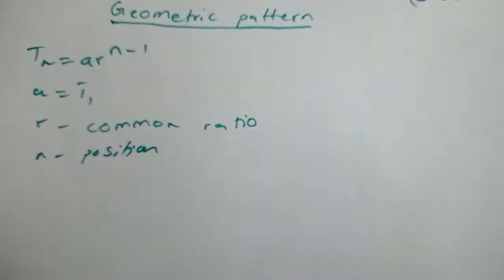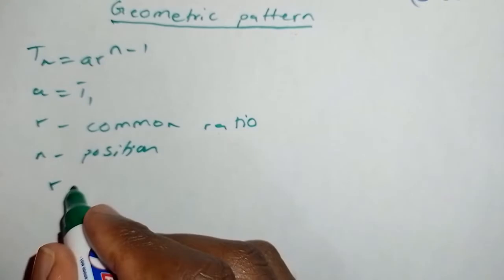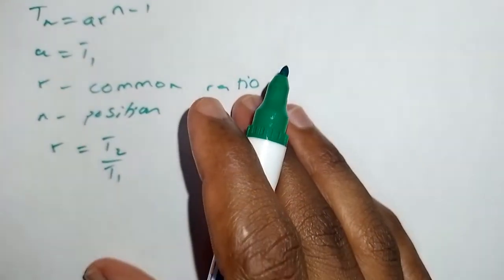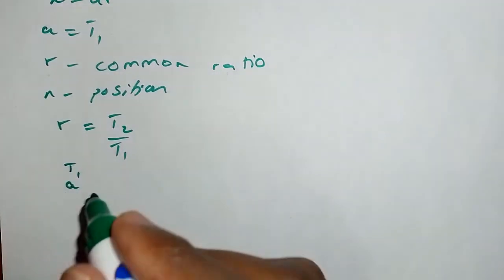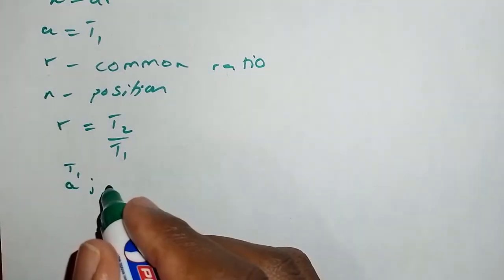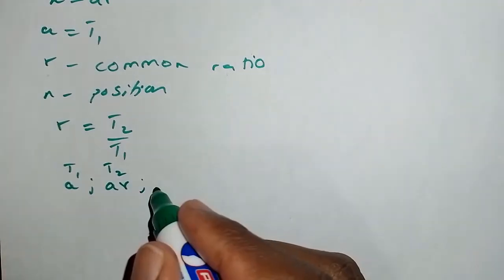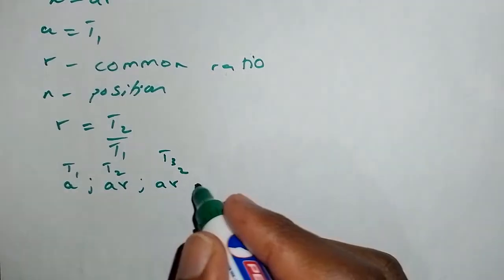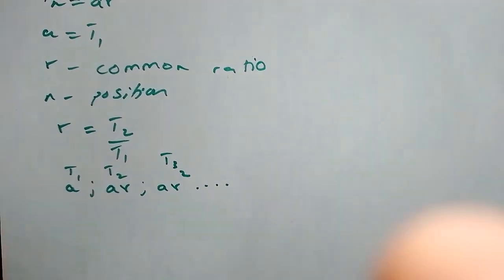And then we have a formula to calculate the value of R, which equals T2 divided by T1. We also have these: A is your T1, then AR is your T2, then AR squared is your T3, and so forth and so on. This is how it continues until infinity.